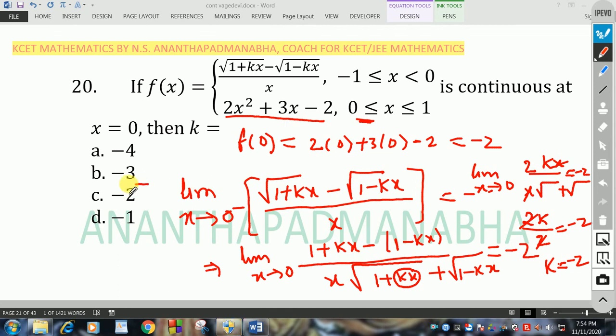So k is minus 2, that is option C is the right answer. For the function to be continuous, the value of k should be minus 2. That is by rationalizing the numerator, you can evaluate the left hand limit, and value of the function at x equal to 0 is 2x square plus 3x minus 2. I have taken it as minus 2 after solving this. So k will be minus 2.